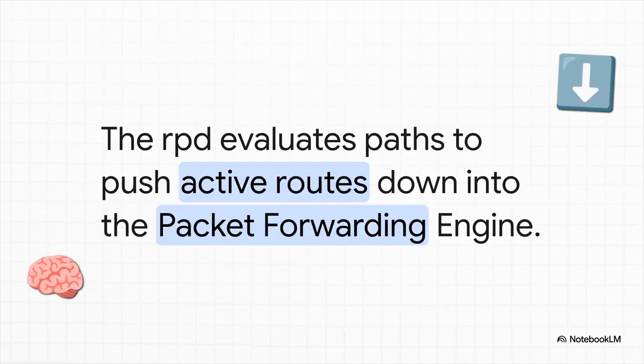Here's how that relationship actually flows. The RPD evaluates all the available paths and determines your active routes. It then takes those and installs them directly into the routing engine's forwarding table. From there, the Junos OS kernel copies this table down to the packet forwarding engine. It's this beautifully clean, efficient one-way push from the brain down to the brawn, and that ensures your router scales perfectly without choking on control plane traffic.